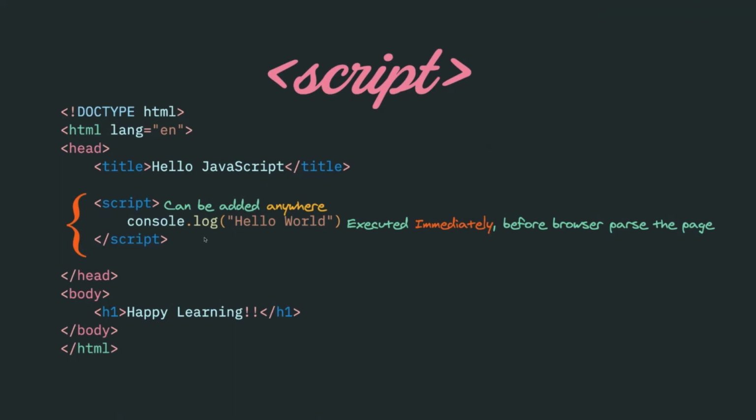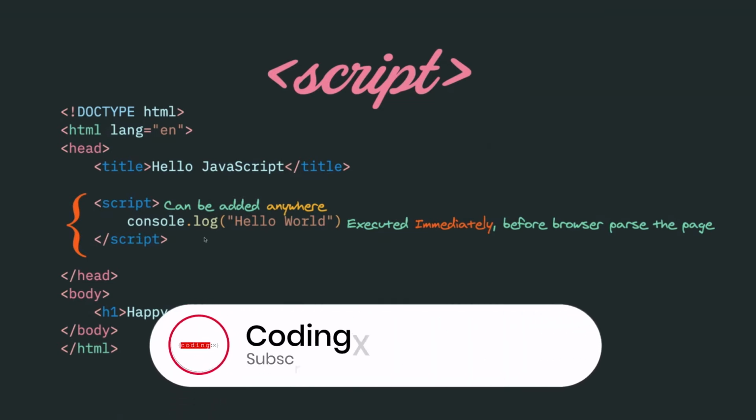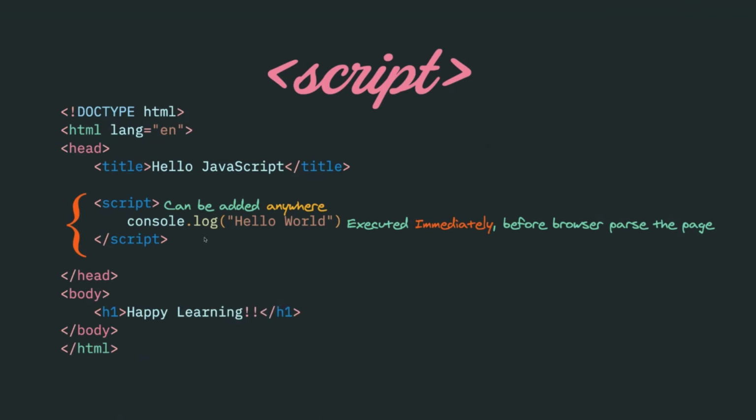And also, whatever JavaScript code we have written in the script tag will be executed top to down, immediately, when the browser parses the page. For example, it sets the title for the hello JavaScript page, then it will execute the script tag and all the JavaScript code. At the same time, the H1 "happy learning" has not been loaded yet. So the browser will execute the code whenever it sees it. This may lead to some more confusion. Maybe in the second video we'll discuss more about that.